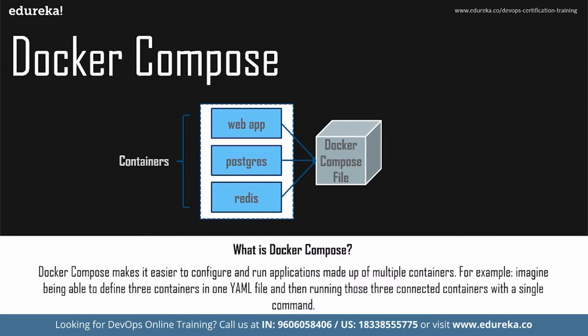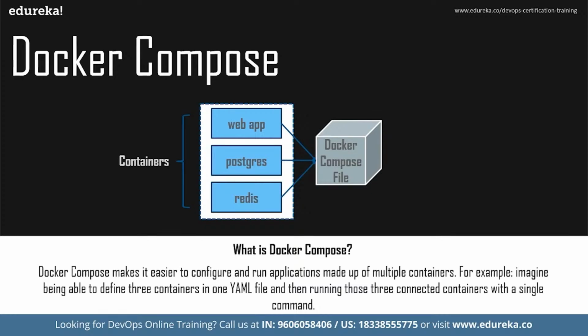So that is where Docker Compose comes into the picture. With Docker Compose, you can run multiple applications present on various different containers with one single command. As an example, you can imagine you are able to define three containers, one running a web app, another running a Postgres, and another one running your Redis in a YML file, which is your Docker Compose file. And from there, you can execute all the three containers with one single command, that is docker-compose up.